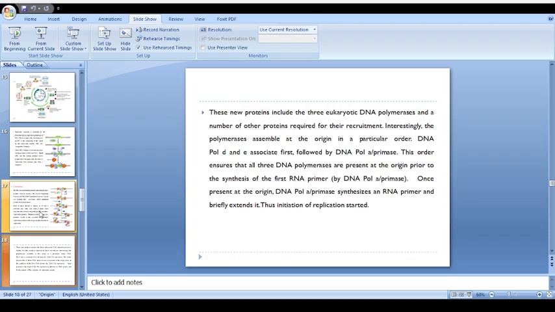Normally the primer is synthesized by the DNA polymerase alpha, that is primase. Once the primer is synthesized, then comes the role of polymerase delta and epsilon. Thus the initiation of replication gets started.